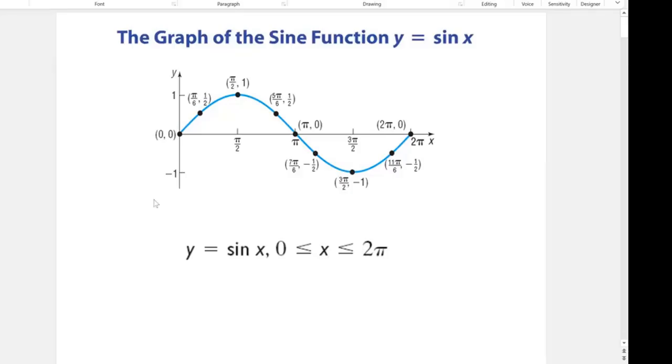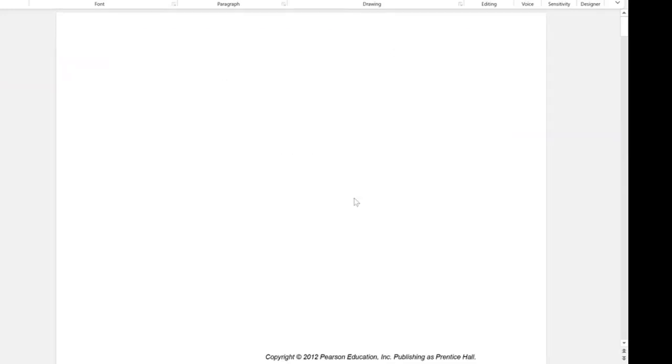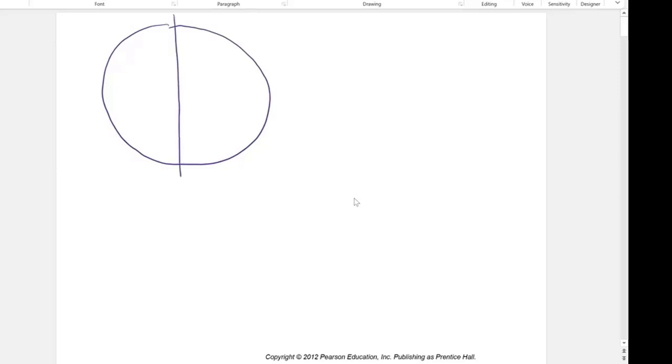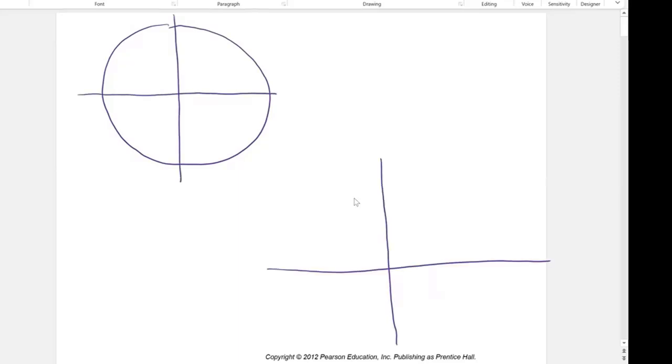Okay, so what we're going to do here is start off with how we graph a trig function. When we start talking about graphing a trig function, we're really taking our unit circle, and we're going to call this the x-axis and this the y-axis, where y is equal to sine of x.